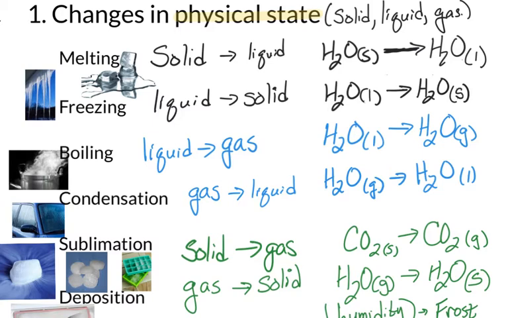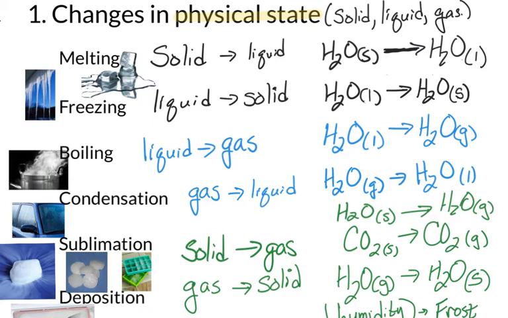And for sublimation, we would write that as, and I'm going to use water as our example, H2O(s) for solid, arrow, turns into H2O(g) gas. And for deposition, it should be H2O(g) gas goes directly into H2O(s) solid.